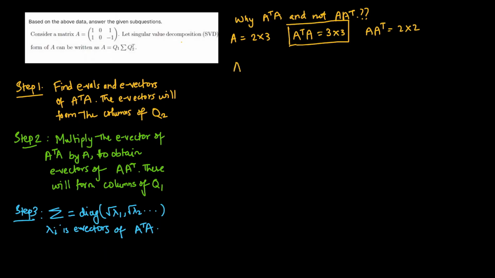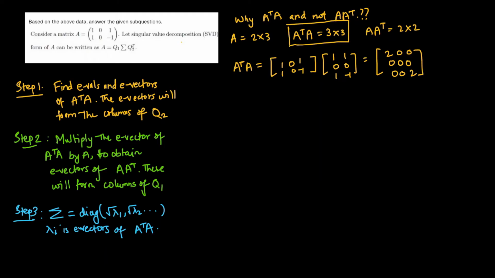So what will be A transpose A? This will be 1 1 0 0 1 minus 1 multiplied with 1 1 0 0 1 minus 1. This will give us 2 0 0, 0 0 0 and 0 0 2. So this is A transpose A.